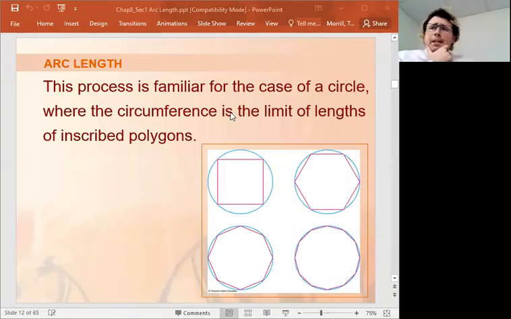Well, let's start with a circle. I know the circumference formula for circles. For right now, let's pretend that I don't. The very easiest length that I know how to calculate is the length of a line segment.